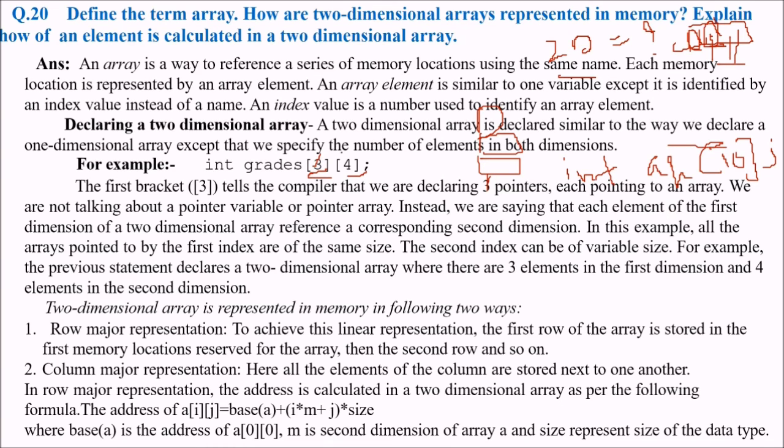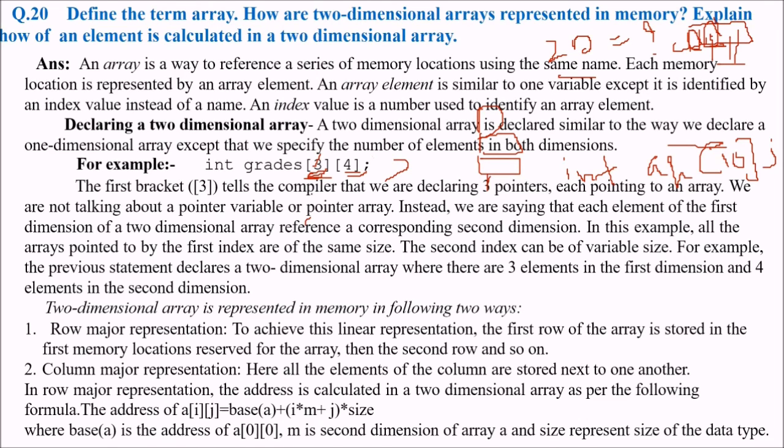each member of the first dimension of a two-dimensional array refers to a corresponding second dimension. So in this example, all the arrays pointed by the first index are of the same size. The second index can be of variable size. For example, in the previous statement, we declare a two-dimensional array where there are 3 elements in the first dimension and 4 elements in the second dimension.